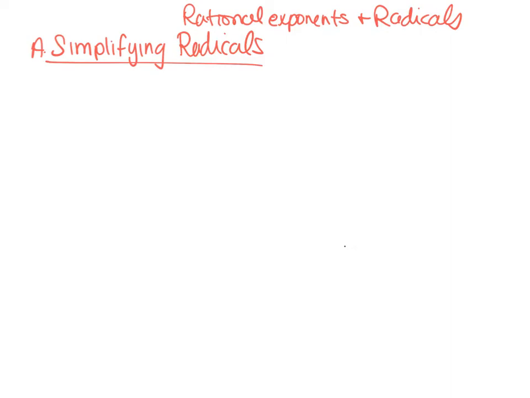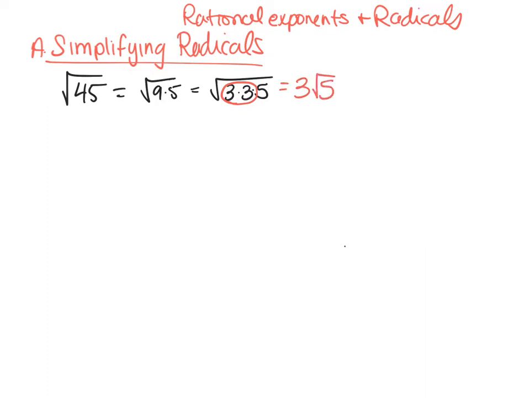We've simplified square roots, right? If we simplify the square root of 45, we wrote that as the square root of 9 times 5. And then we said 9 is 3 times 3. So then it was 3 times 3 times 5, the square root of that. And because it was the square root, we were looking for pairs, right? And that pair came outside the radical, and it was 3 radical 5. Yes.